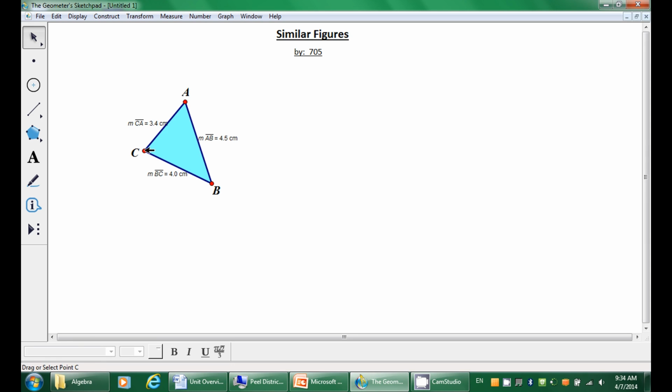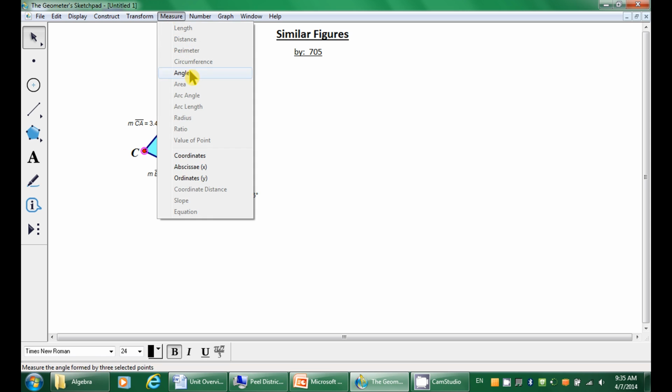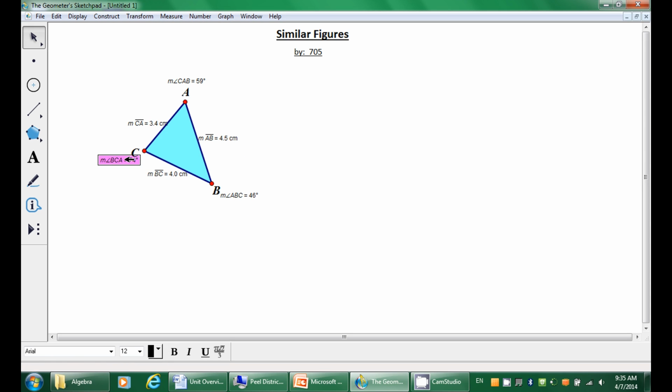Alright, let's measure the angles. So remember, go in clockwise order, endpoint, vertex, endpoint. Remember that the angle that you're measuring is the middle letter of your angle label. And make sure to measure all 3 angles. Place them on the corners of your triangle.